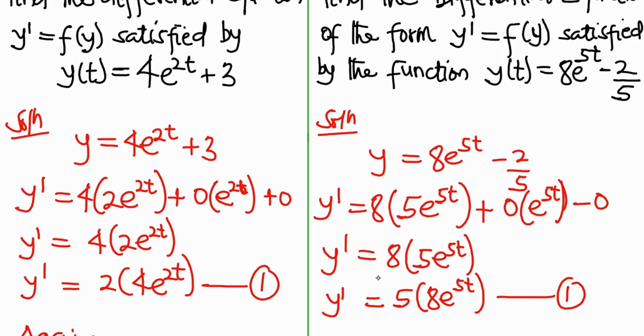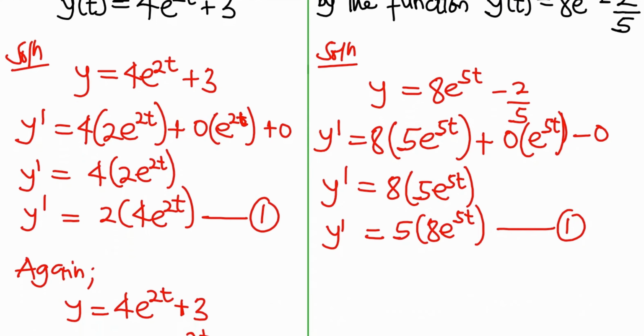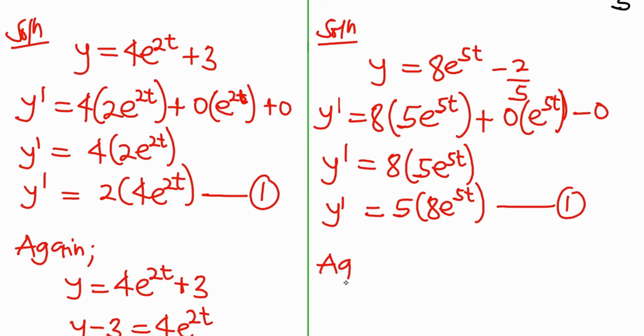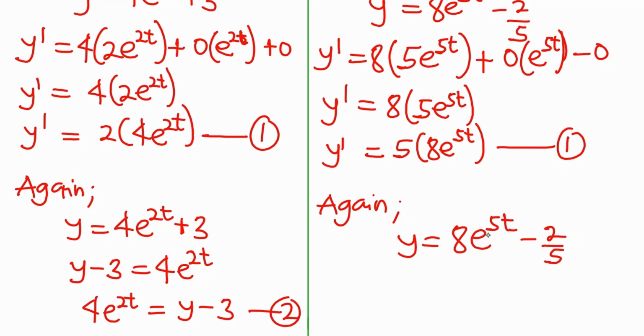We continue our solution by making reference to the same solution as given in the question. So from the solution of that particular differential equation, that is y is equal to 8e^(5t) minus 2/5, we intend to make 8e^(5t) the subject so that we can substitute into equation 1, and with that we can get our differential equation.